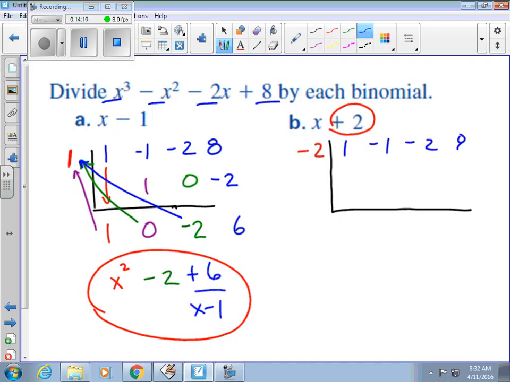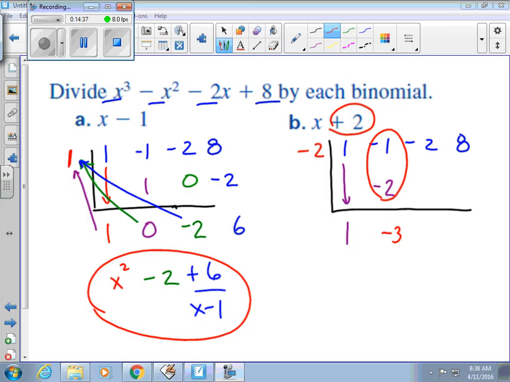Remember, make sure that a degree isn't skipped. If there's a degree skipped, you've got to put a 0. When those show up, I'll show you what it looks like. This one goes straight down. 1. Multiply it by the negative 2. 1 times negative 2 is negative 2. Combine those two. So when you combine these two right here, negative 1 combined with negative 2 is negative 3.